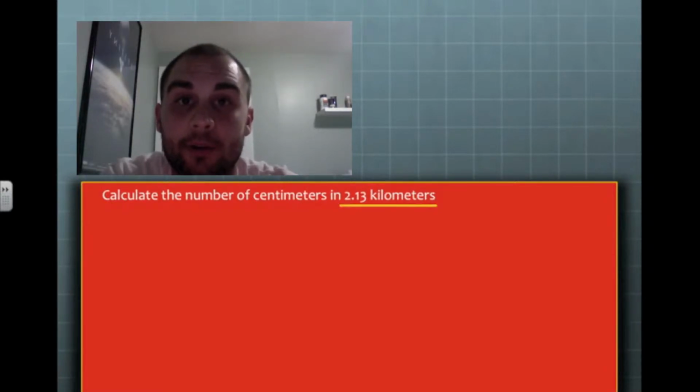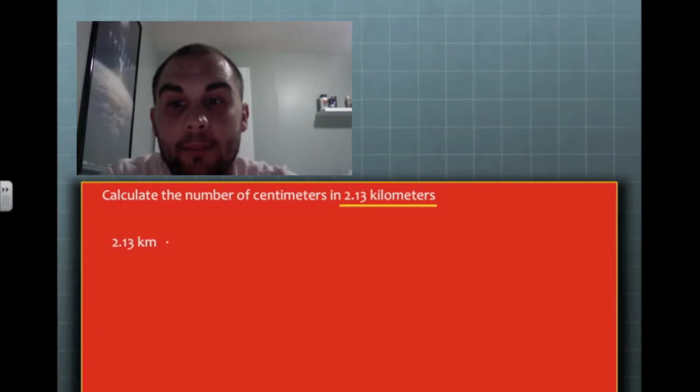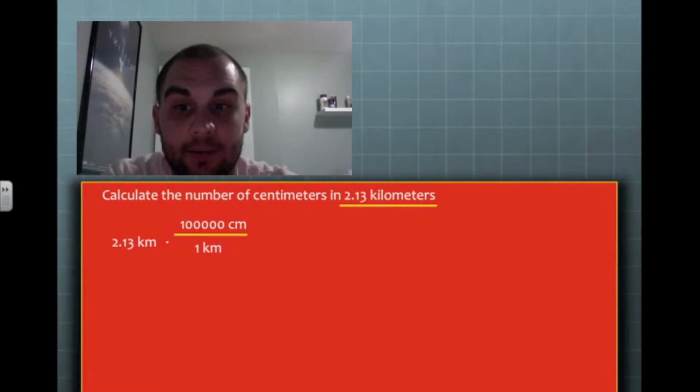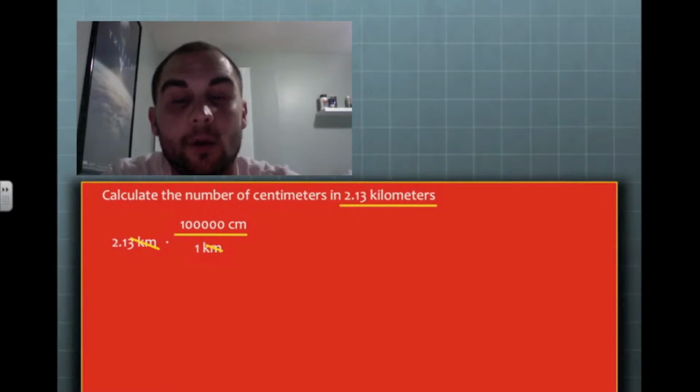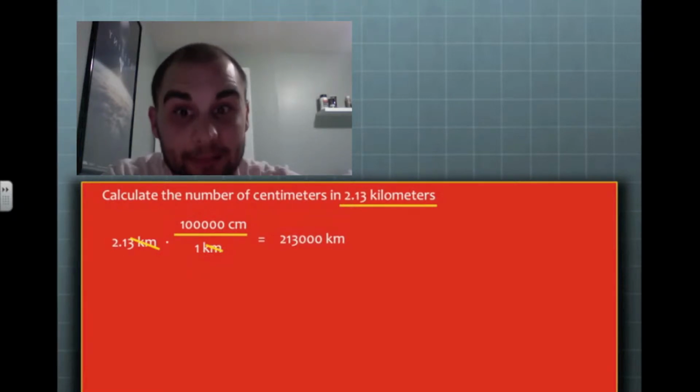So I'm going to write down 2.13 kilometers first, and I'm going to multiply that by 100,000 centimeters over 1 kilometer. I did that because there are 100,000 centimeters in 1 kilometer. Now I can cross out my like terms. So kilometers are going to go away. So now I'm left with 2.13 times 100,000 centimeters. So when I do that multiplication, I'm left with 213,000 centimeters.